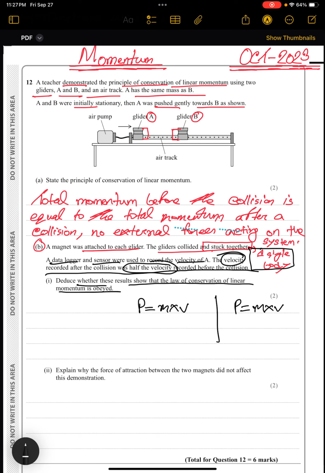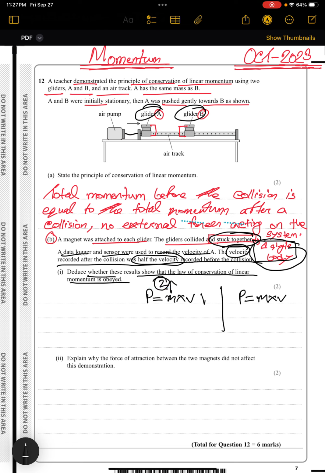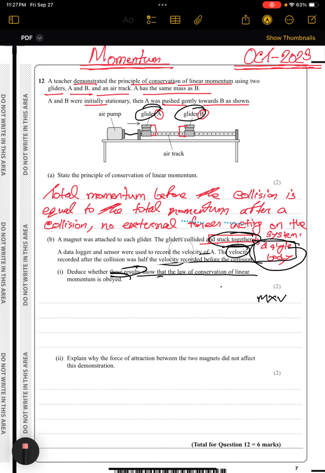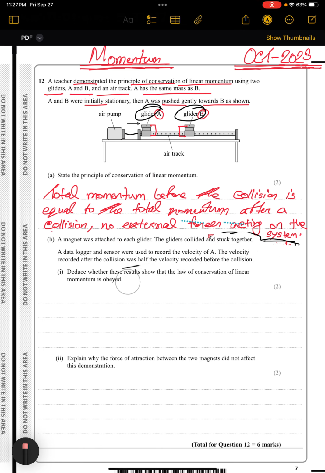So after the collision, both the gliders became one single body. As they stuck together, their mass becomes doubled. As their mass becomes doubled, the velocity will be halved. So this result shows that the law of conservation of linear momentum is obeyed. We can write it down in our own words and say that yes, it was completely all right, the thing that has happened.